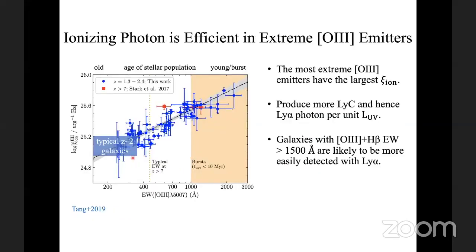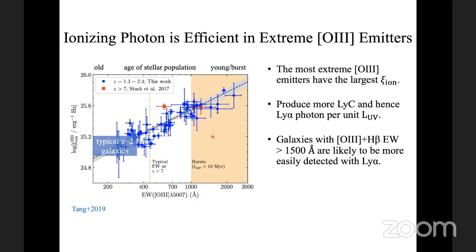This can be explained by looking at the radiation field in this population. Here I show the ionizing photon production efficiency versus O3 equivalent width. The galaxies with very large O3 equivalent width are also the most efficient sources producing ionizing photons. So this also means that they are producing more ionizing photons, and likely more Lyman-alpha photons, than galaxies with lower equivalent width.